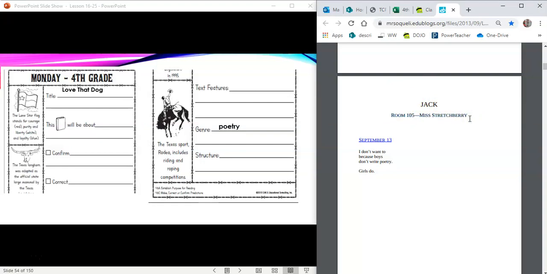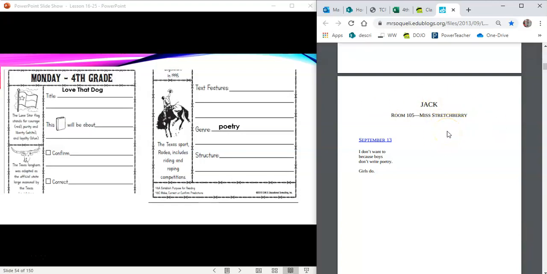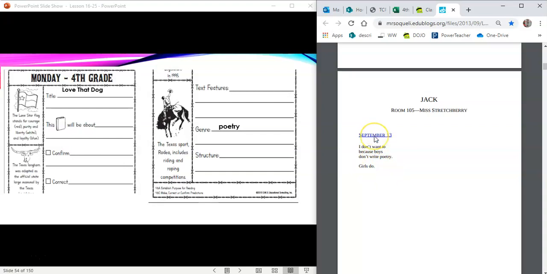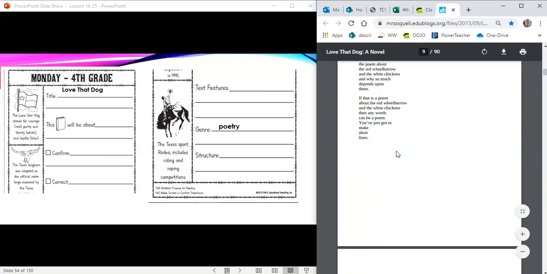So boys and girls, we can already start inferencing that this book or this novel or this poem is going to take place where? Why would I have a room and say Miss Stretchberry? It's probably in a classroom, right? So it's in a school setting. Now it has a date, September 13. And then I keep scrolling down and I see another date, September 21, September 27.